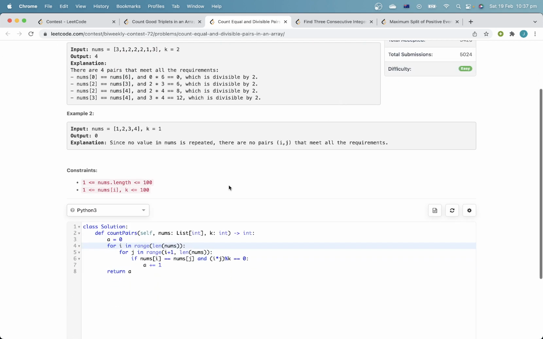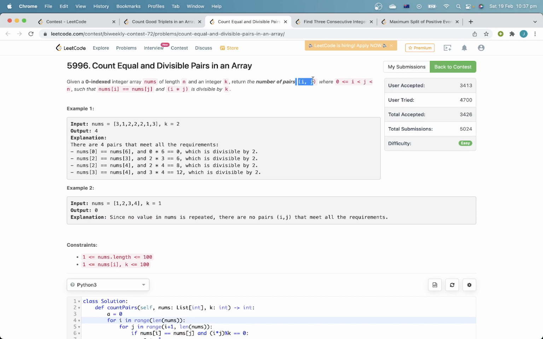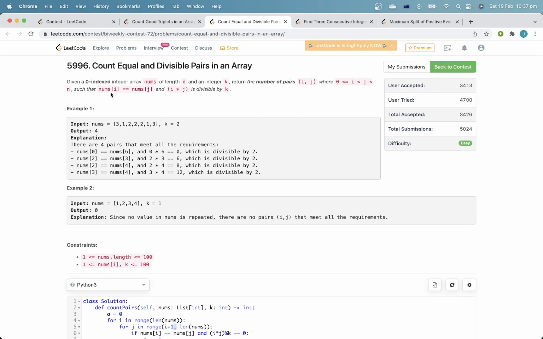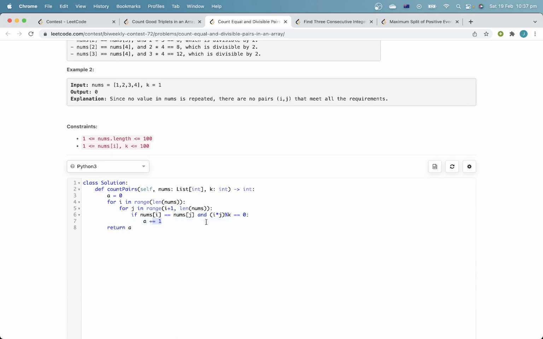Okay, for this question, it's kind of just a brute force. We're just going to iterate over all pairs i and j, such that i is less than j. That's in this for loop. I'm iterating over all positions of i, and then I'm iterating for all j which is greater than i. And then if their numbers are equal and their product is divisible by k, then I'm incrementing one to the answer. I'm not sure if there's a better way to do this, but because this loop is O(n) and this loop is O(n) and this check is O(1), the total time complexity is just O(n squared), where n is the length of nums, so it's fine.